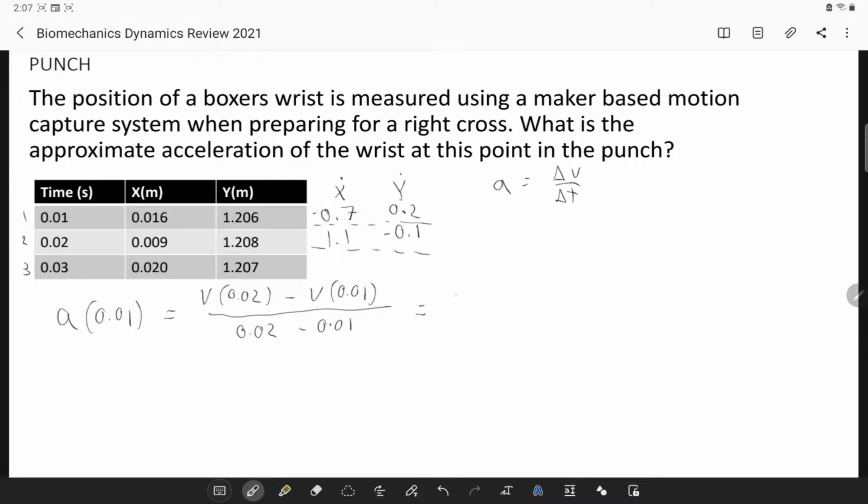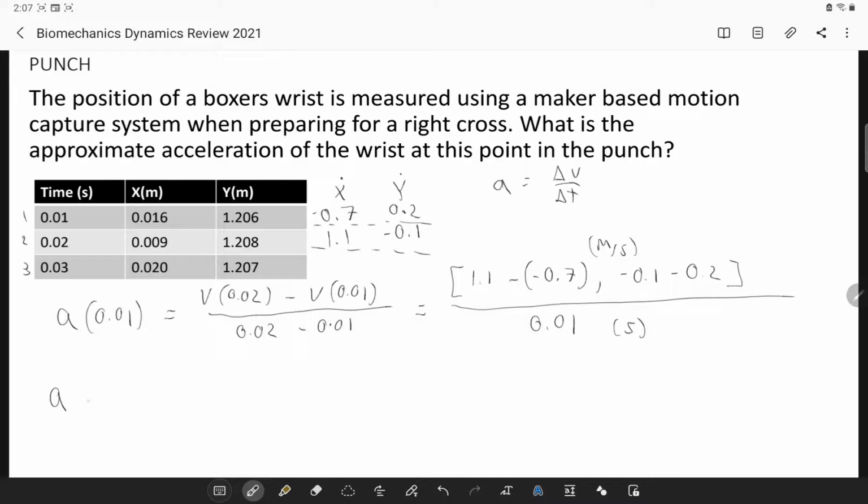So again, we can write this out just like we did the previous one. So we have 1.1, that's the velocity at time 2, minus a negative 0.7. Again, the x values there. And then we have a negative 0.1 and minus a positive 0.2 for our y values. And then all of that's going to be over our 0.01. And again, these top values, these are all in meters per second, right? And this is in seconds. So we see we could get our meters per second squared out of this.